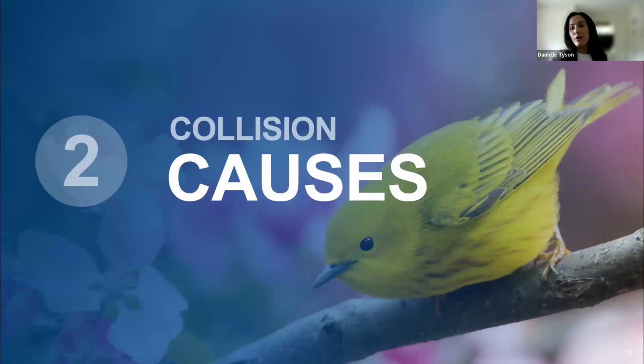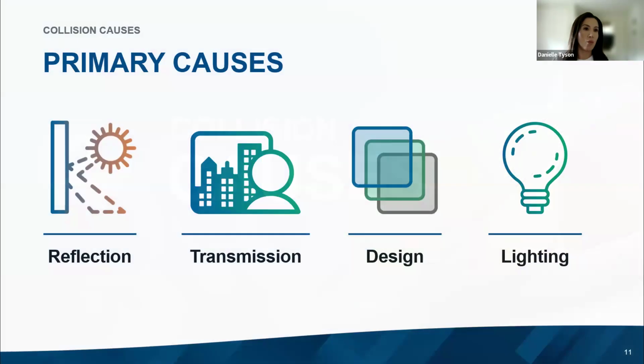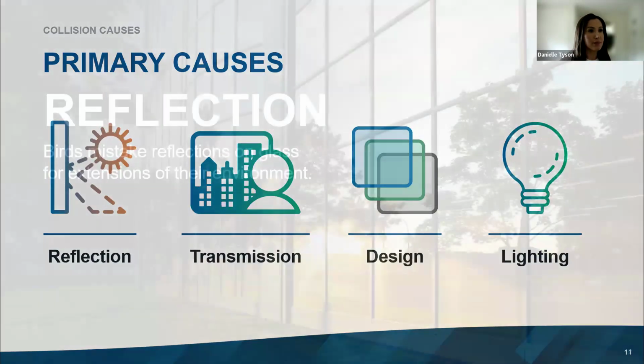So let's talk about why the birds hit the glass. And there are 4 main reasons why they do. It could be the reflection seen off of the glass, or the transmission of the glass, seeing through it. So for those 2, I want you to remember image formation, images reflected off of the glass or seen through the glass. And then there's design, the shape of the building, orientation, and then lighting. So let's go a little deeper on those.